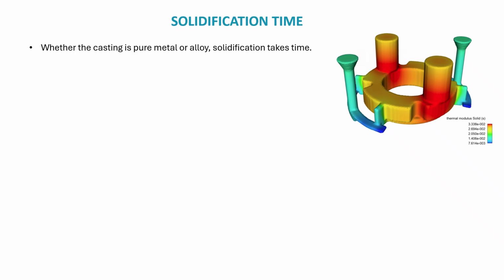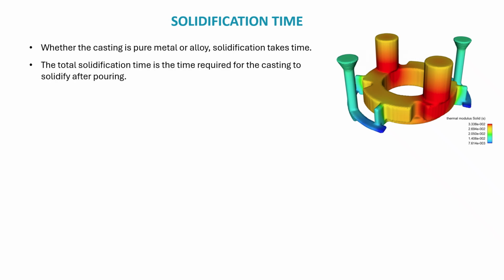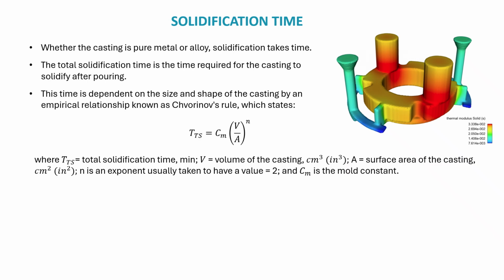So whether the casting is going to be pure metal or alloy, solidification will take time. That's the concept. And the total solidification time is going to be the time required for the casting to solidify after the pouring. This time is dependent on the size and the shape of the casting, but an empirical relationship known as Chvorinov's rule, which states that the time for the solidification is equal to the Cm multiplied by the V divided by the A, to the power n.